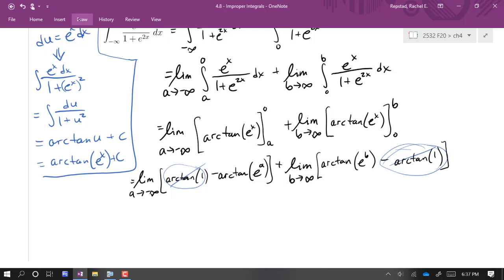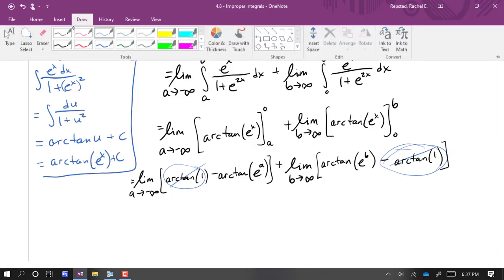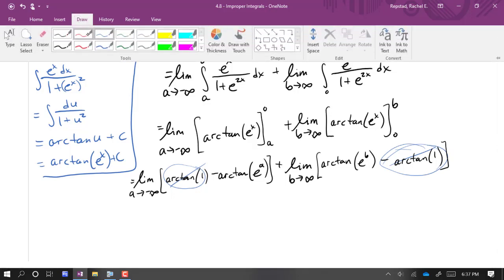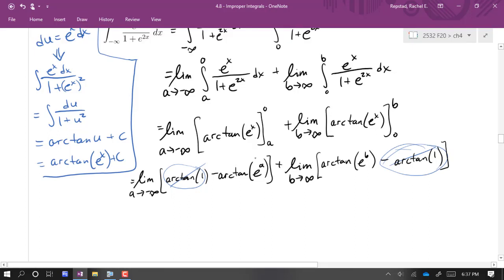So let's see what happens. As a approaches negative infinity, see what happens with these other terms. As a approaches negative infinity, e to the a is approaching 0, because that would be an exponential decay, right? That exponent is approaching negative infinity. And arctan of 0 is 0. So this whole thing is approaching 0.